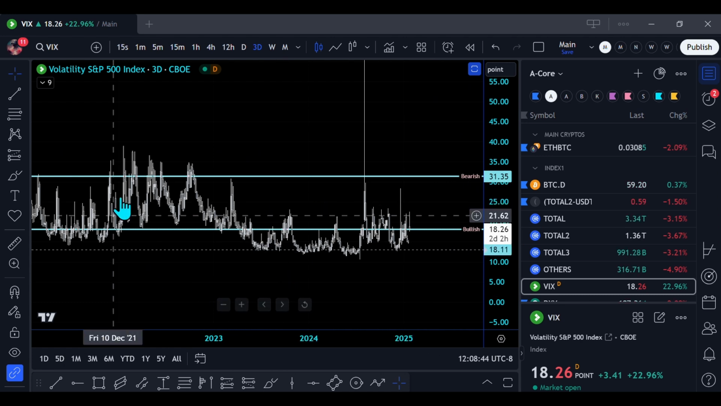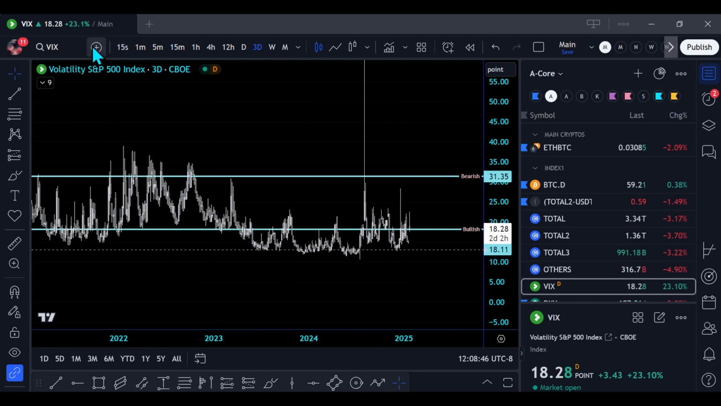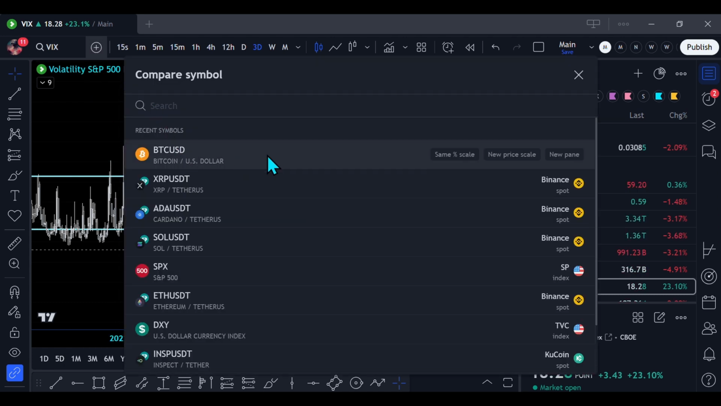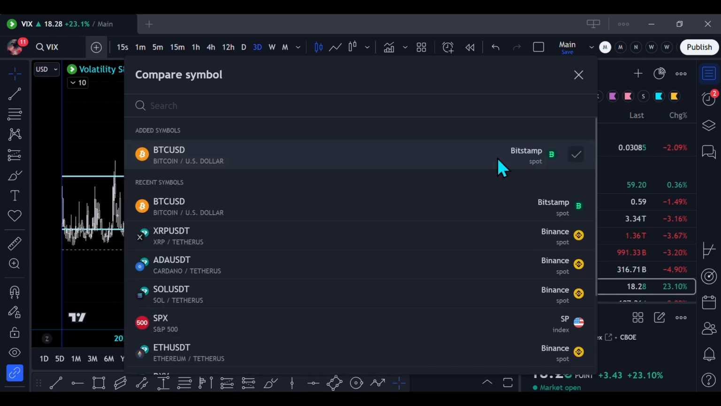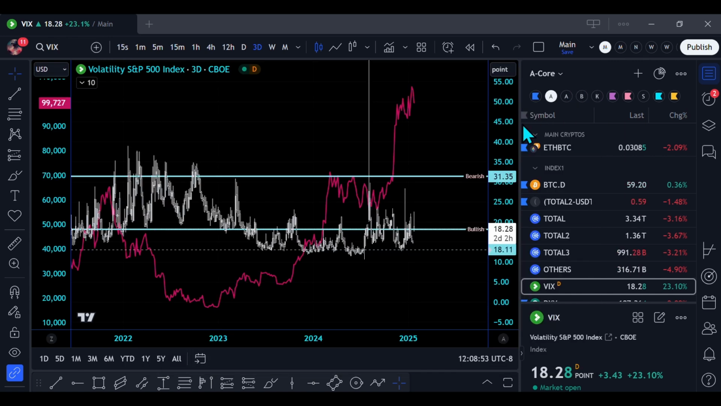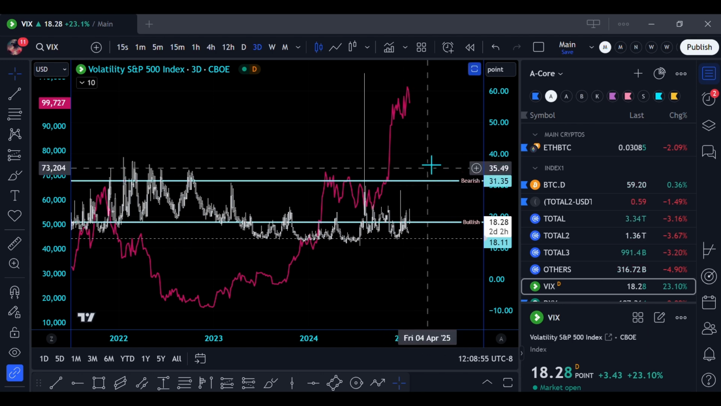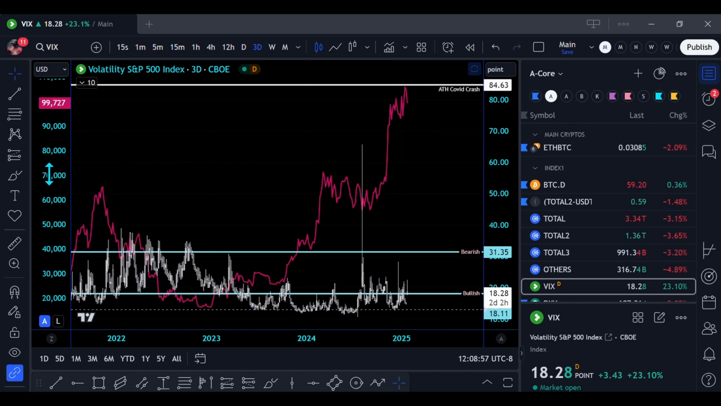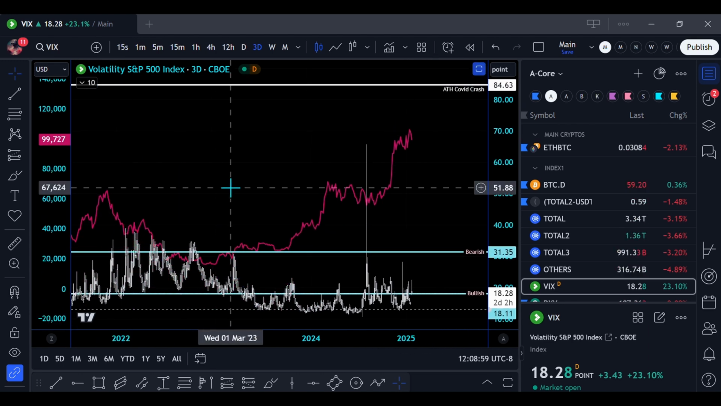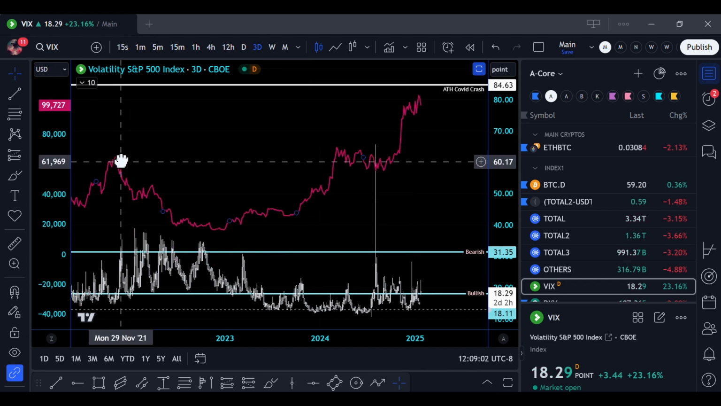So let's superimpose real quick Bitcoin on here. And you'll see it's not a super tight correlation, but there are some kind of high time frame uses for it. Let's kind of shrink Bitcoin up here, grab it and move it up.